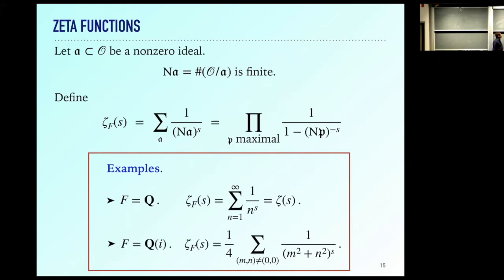For Q adjoin i, we can write down exactly what this is. For Q adjoin i, all the ideals are principal, so each is generated by m plus ni. What's the norm of the ideal generated by m plus ni? It's just the usual norm of m plus ni, which is m squared plus n squared. So you're summing 1 over m squared plus n squared to the s as m and n range over all non-zero pairs. But of course, you've counted every ideal 4 times because there are 4 units in this ring, plus or minus 1 and plus or minus i. So you have to divide by 4. That's the zeta function of Q adjoin i.